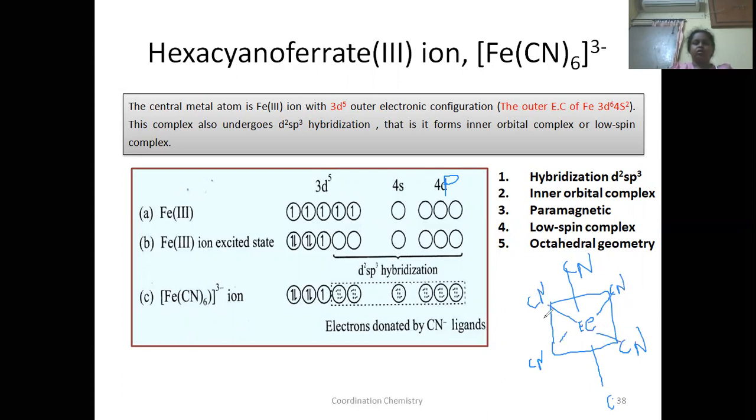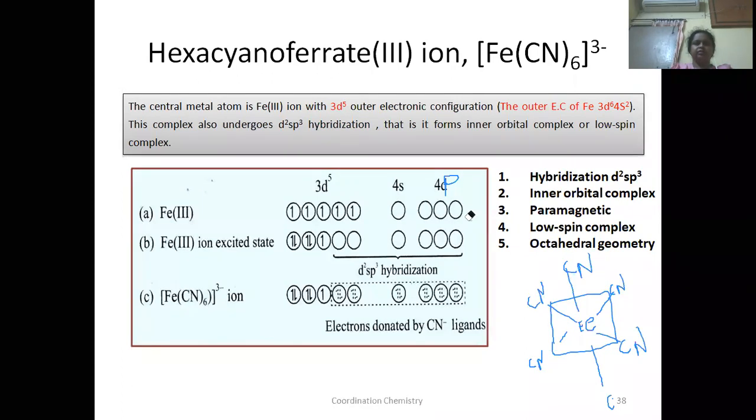These 4 cyano groups which are in one plane, in the square plane, are known as equatorial ligands, equatorial cyanides, and those above and below the plane are known as axial ligands. These 2 are in axial positions, remaining 4 are in one plane and they are known as equatorial positions or equatorial ligands. This is the octahedral geometry for this complex.